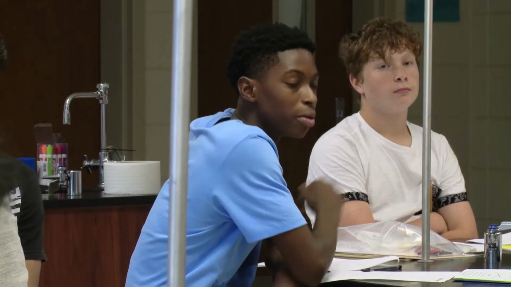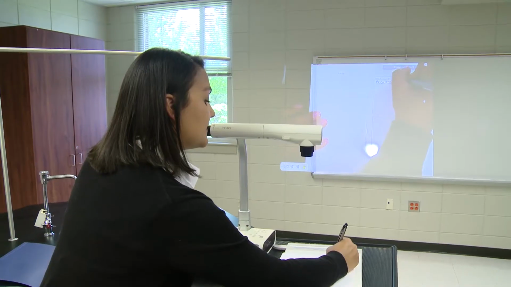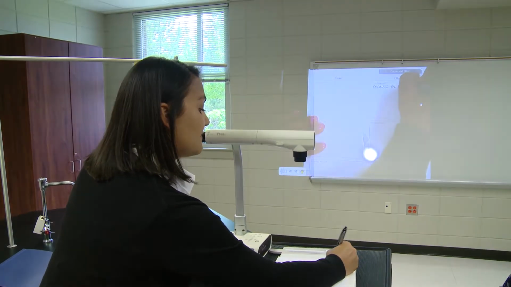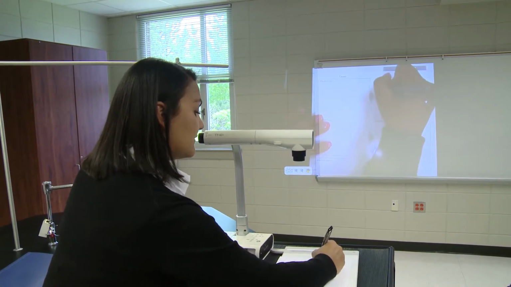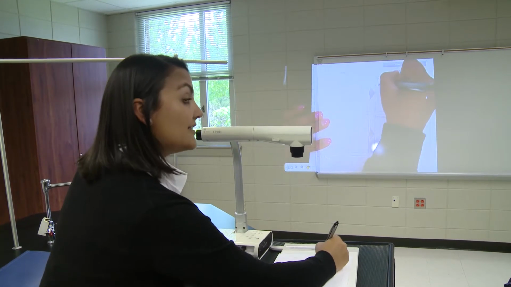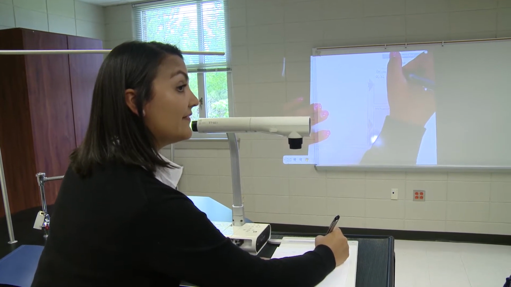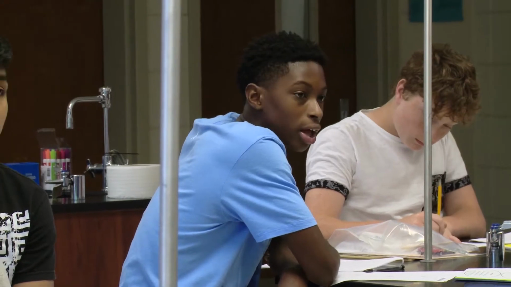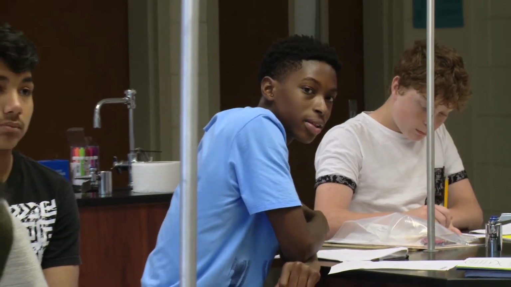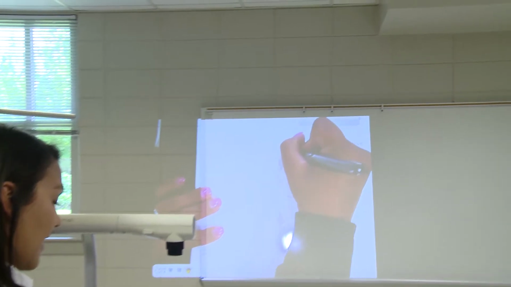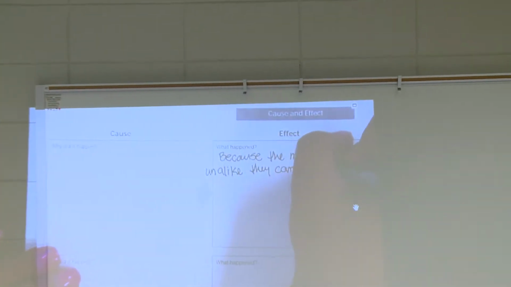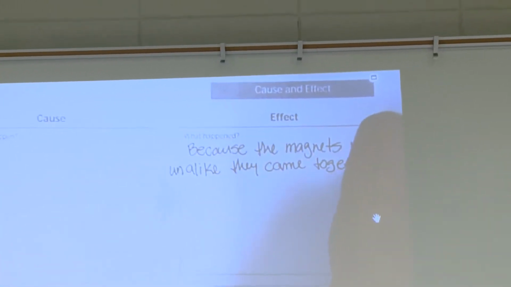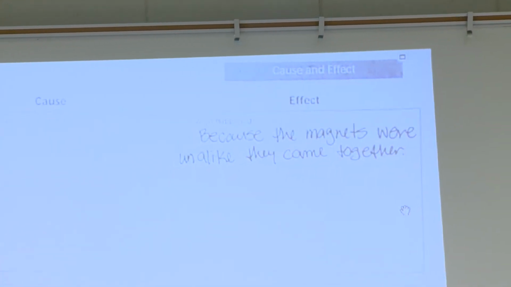Because the magnets were alike. They did what? This made them come together. The magnets were alike? Unalike. Unalike, I'm sorry. Okay, so because the magnets were unalike, they came together. Okay, so that was an observation that you made, that you saw what was happening.